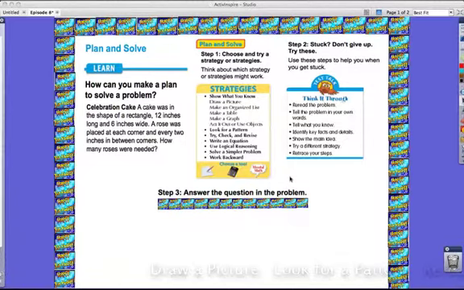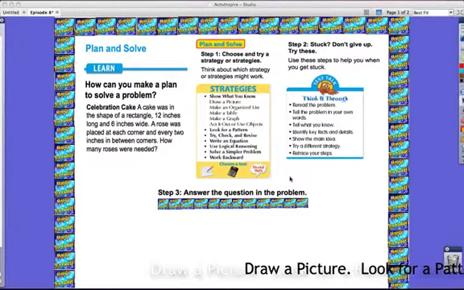All right, that's a very good question. How do you plan and solve a problem here? Well, there are a few strategies and steps that you want to take. The first thing you want to do is choose and try a strategy or strategies. Among those strategies, you have a few choices.